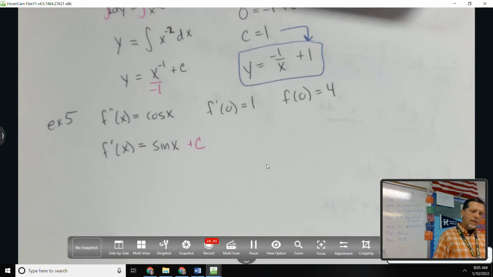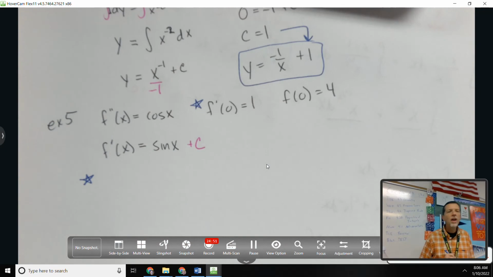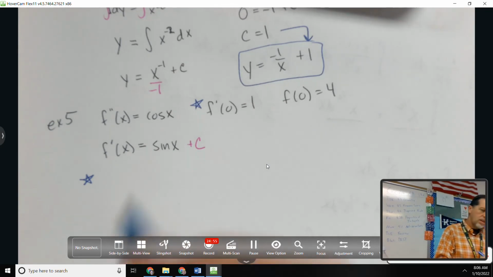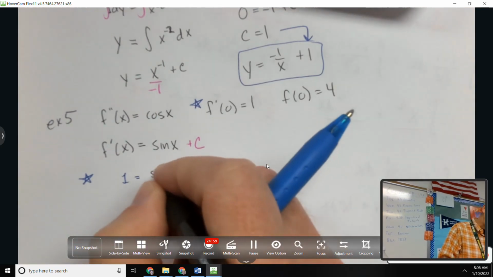What's the antiderivative of cosine? Sine. Sort of. Plus c. You need the plus c on there. And I could back up again, but I don't want to back up yet because I can use this piece of information and figure out what c is. So f prime is 1, when x is 0.